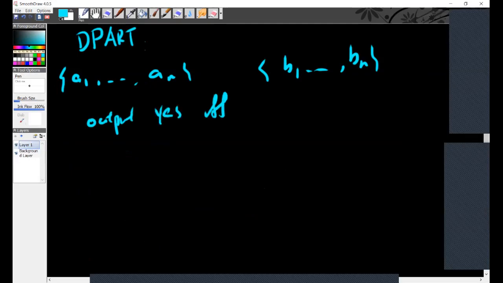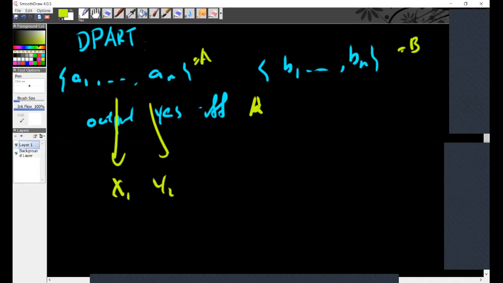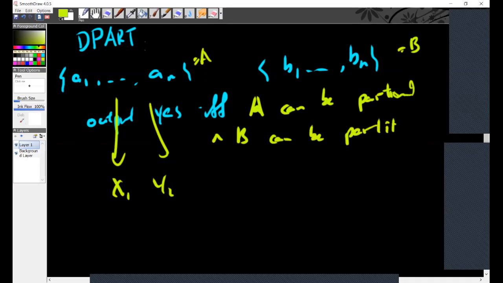if and only if you can split this guy into two sets, x1 and y1, the same way. So you can partition both set A, and you can partition set B. In other words, if and only if A can be partitioned, and B can be partitioned. So this one has to be split into x2 and y2.